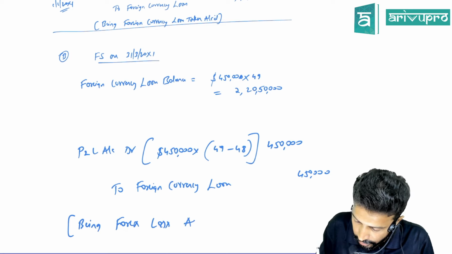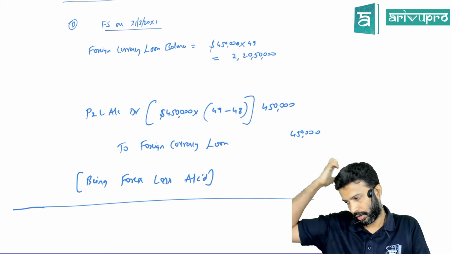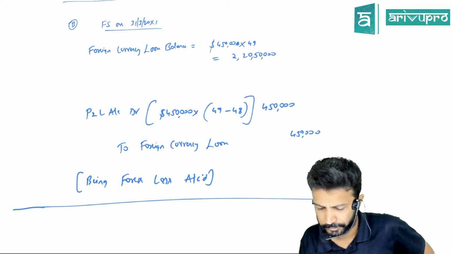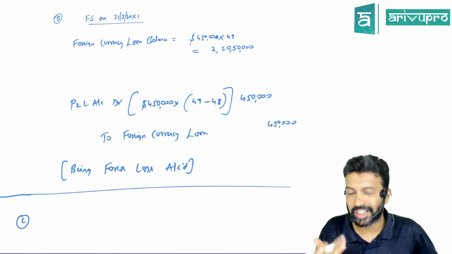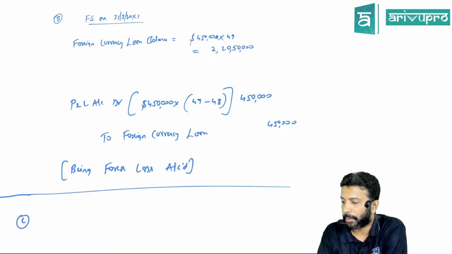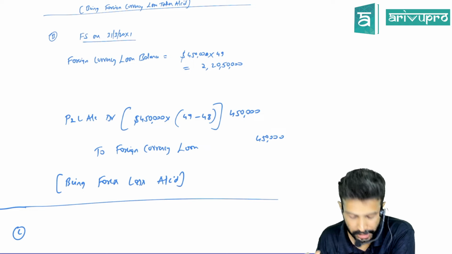Being forex loss accounted. Principal will not change. If you take $4.5 lakh worth of loan, you'll repay that much. We're not talking about the interest component, because interest will not come in the balance sheet. What comes in the balance sheet? The principal component. So principal is fixed over here. Principal will never change in case of any loan.